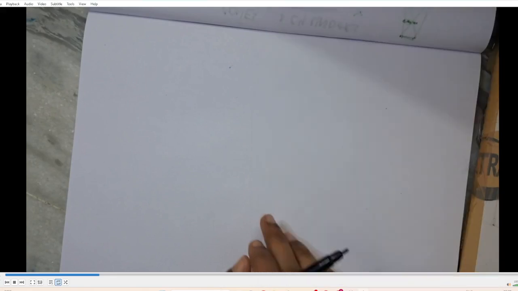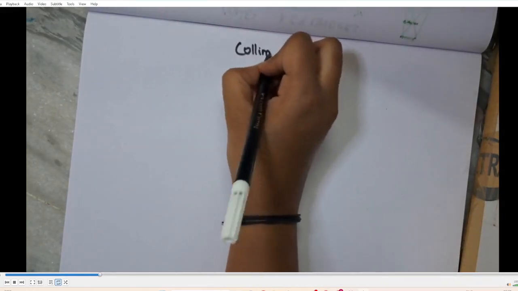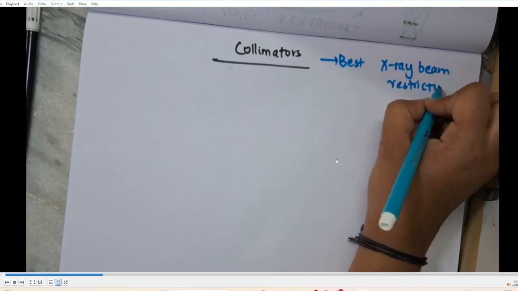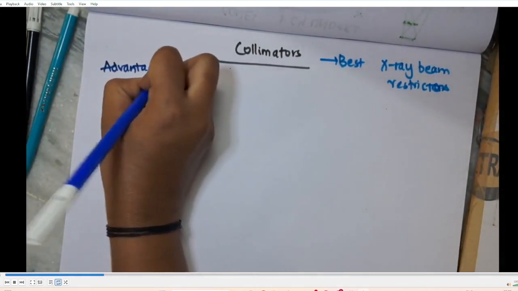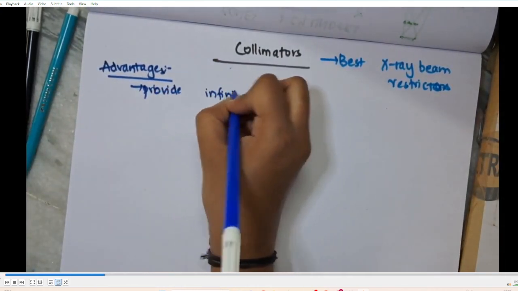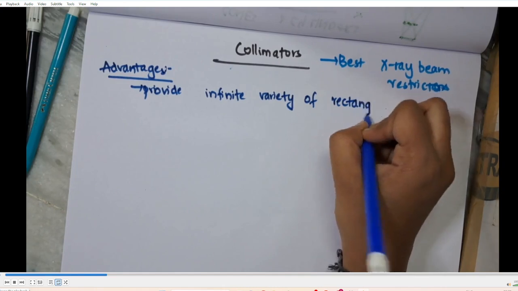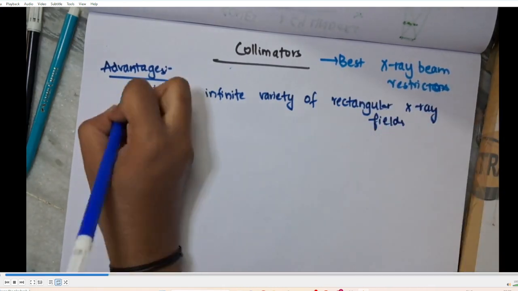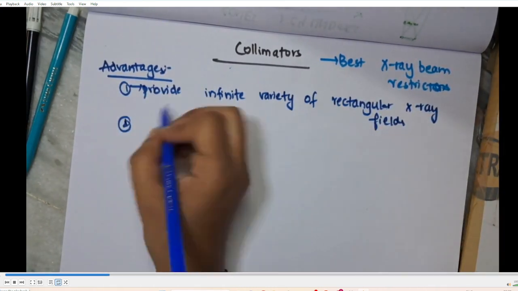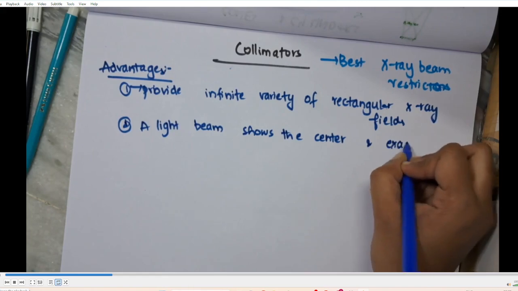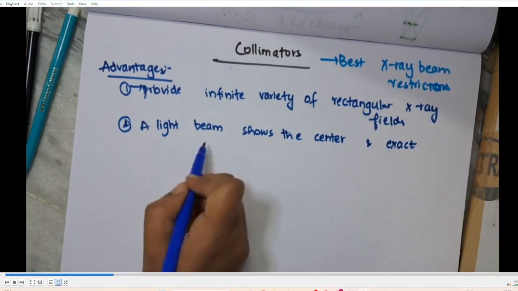Hello friends, let us now learn some important points about the X-ray beam restrictors, collimators. Collimator is the best all-round X-ray beam restrictor. It has two advantages. It provides an infinite variety of rectangular X-ray fields. Second, the light beam shows the center and exact configuration of the X-ray field.